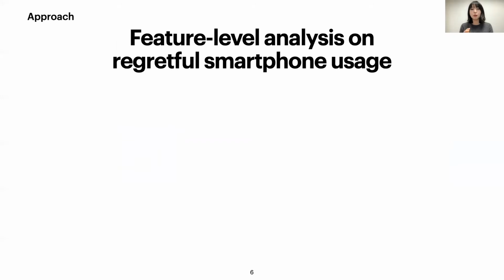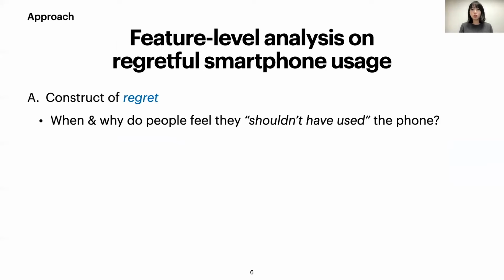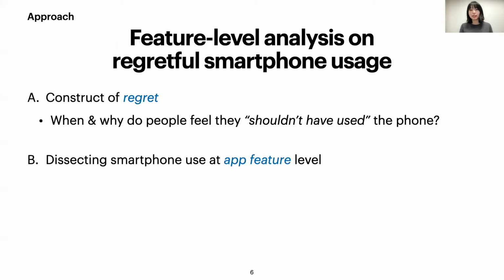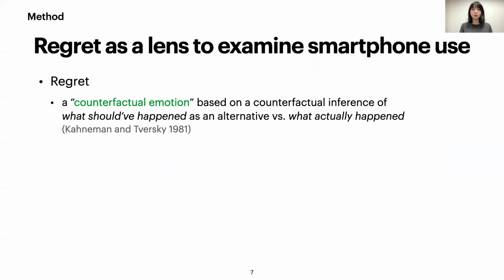In this work, we aim to better understand what is happening at the feature level during regretful smartphone usage, and we draw insights for more nuanced interventions based on these feature level findings. Using the construct of regret, we answer the question: when and why do people feel they shouldn't have used the phone, and we dissect smartphone use at the app feature level as shown in the demo video.